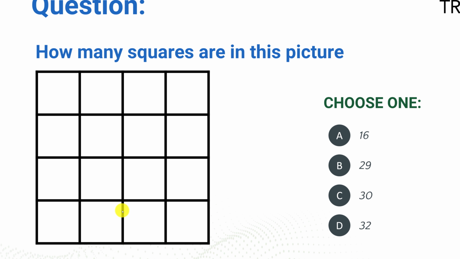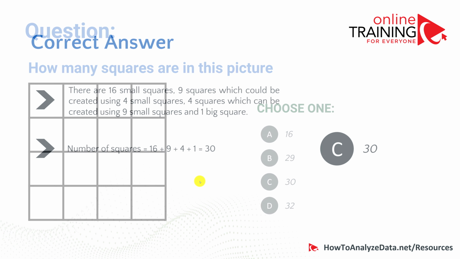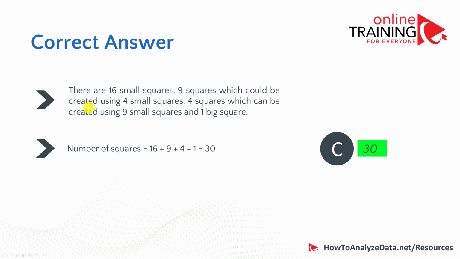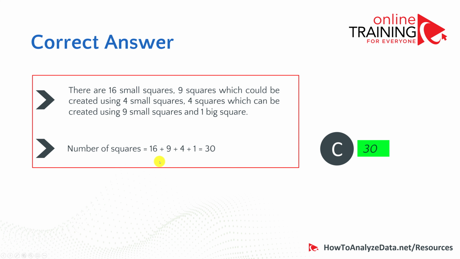But you can have this area as a square, you can have this area as a square, and the large area is also a square. So once you calculate all of those, you will get to the correct answer. And the correct answer is 30, because there are 16 small squares, 9 squares which would be created using 4 small squares, 4 squares which can be created using 9 small squares, and 1 big square. So that's how we come out with the answer 30. So you kind of have to know how to calculate it a little bit, but this question we see a lot as part of numerical reasoning tests and psychometric tests. So I just want to make sure that you guys are prepared.